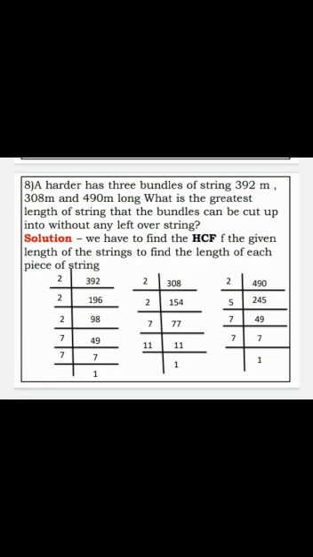The eighth sum. A trader has 3 bundles of string 392 meter, 308 meter and 490 meter long. What is the greatest length of string that the bundles can be cut up into without any leftover string? Now here children, we have to find the HCF of the given lengths of the strings to find the length of each piece of string. So 392, 308 and 490 has to be factorized by the prime factor method.